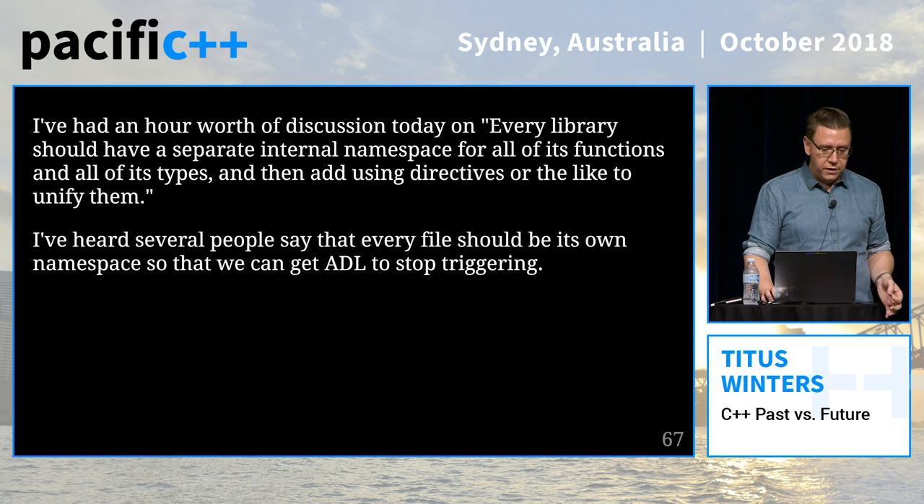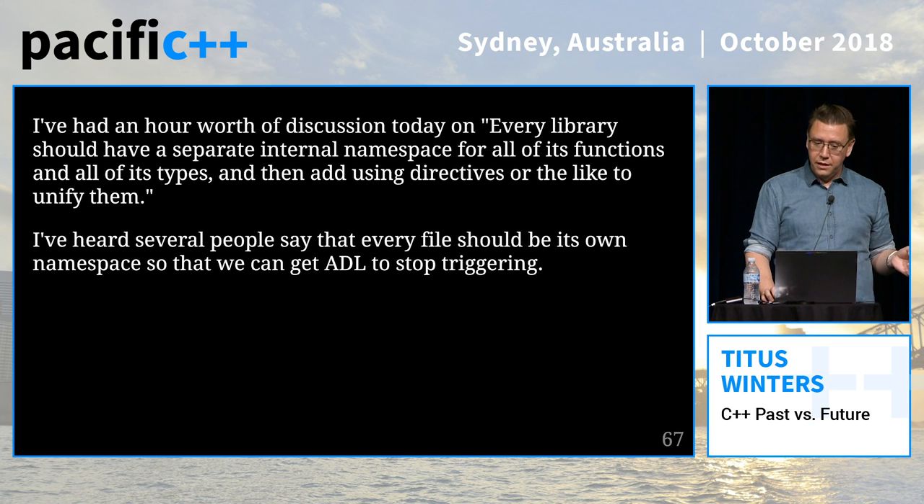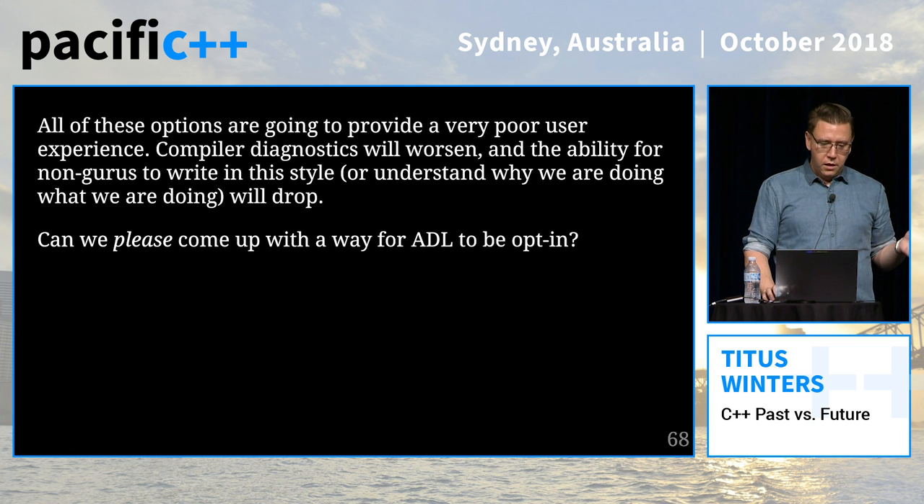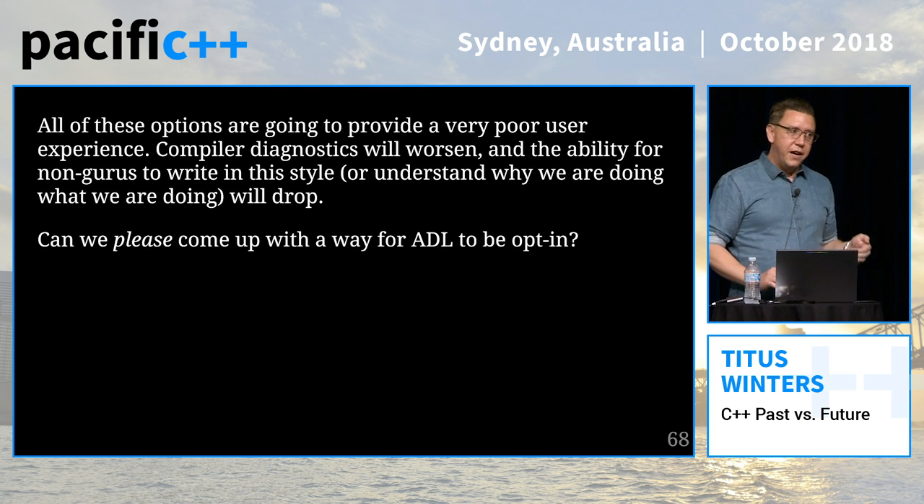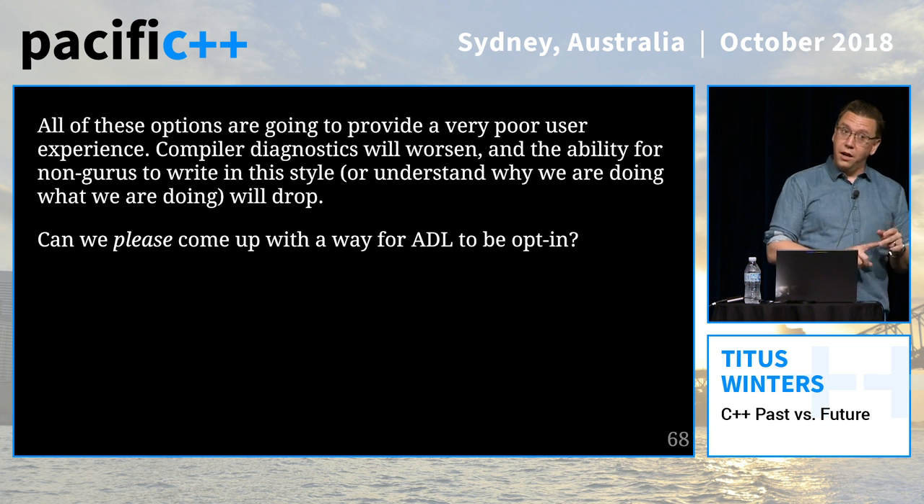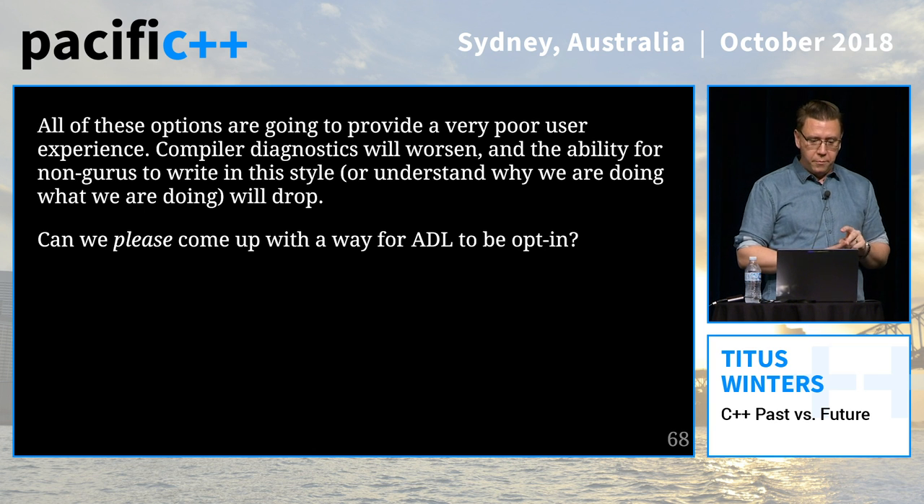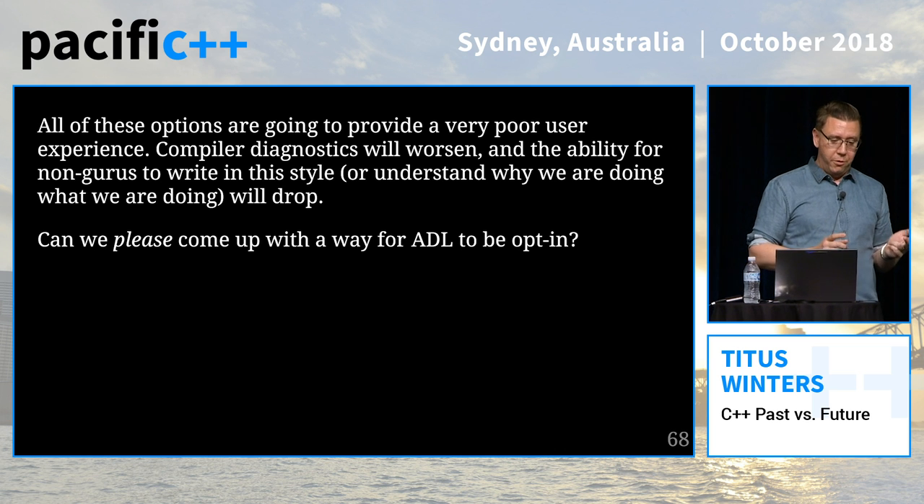I've had an hour's worth of discussion today on every library should have a separate internal namespace for all of its functions versus all of its types, and then add using directives or the like so that they look like they're one thing. I've heard several people say that every file should have its own namespace so that we can get ADL to shut up. All of these options are going to provide a very poor user experience. Compiler diagnostics will worsen. The ability for non-gurus to write in a proper style will drop, and people will not understand why we are doing what we are doing.